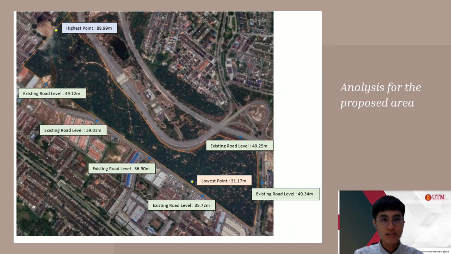From the analysis for the proposed area, the highest level in boundary is 88.99 meters. The lowest level in boundary is 31.17 meters. And the difference between the lowest elevation and the highest elevation is 57.82 meters. The plantation will be cut down from the project. The water tank will also be placed at the highest area, whereas the retention pond will be built at the lowest area of the project.